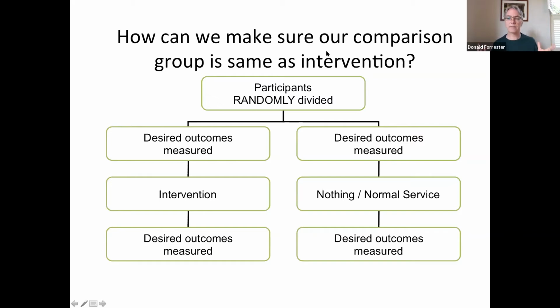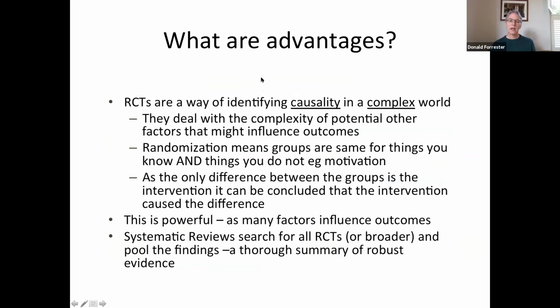We're now hopefully more familiar with trials than we were before, because obviously vaccine trials have been in the news all the time. And when we want something really robustly tested, an RCT is the toughest test of whether something makes a difference. So RCTs have huge advantages. They allow us to establish causality in a complex world.